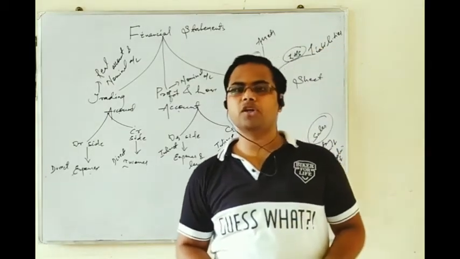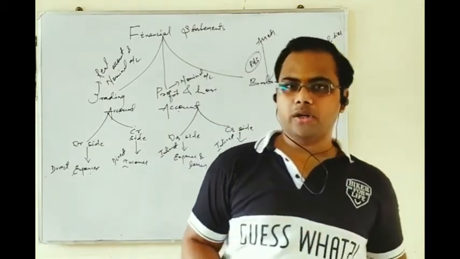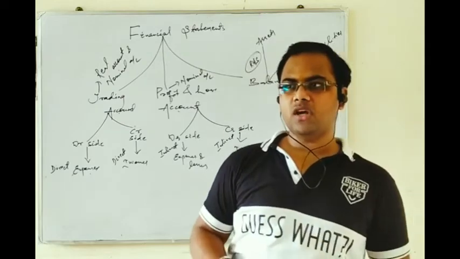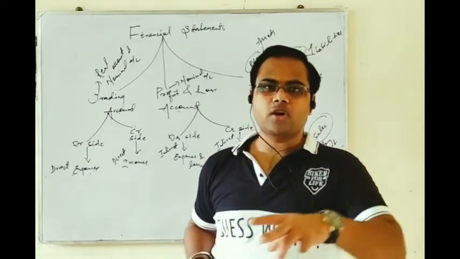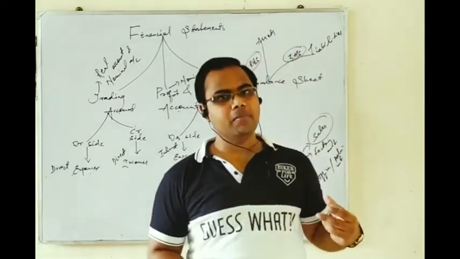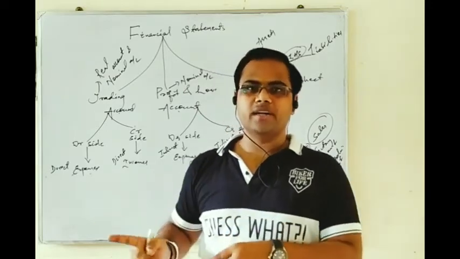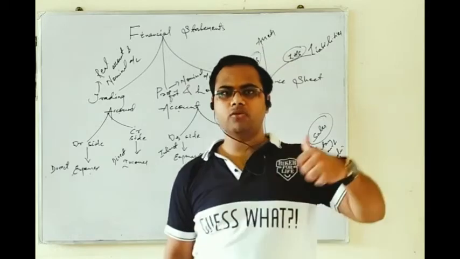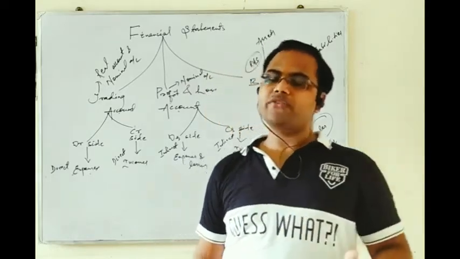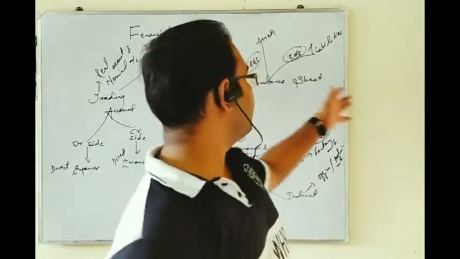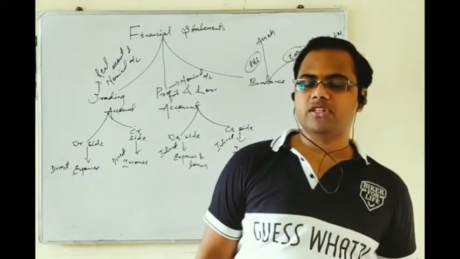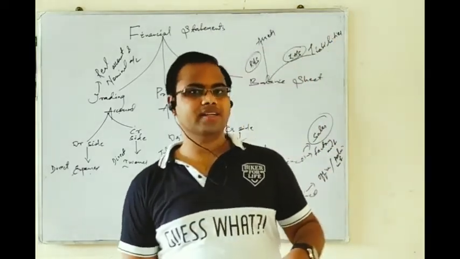Assets means the properties of the business that are brought into the business or acquired by the business for non-selling purposes, that are not for sale. And what are liabilities? Any amount owed by a business organization to an outsider, except the owner. That is the meaning of liability. There are different types of assets and liabilities that we will be preparing in the balance sheet, and we will discuss that in our next video or next class.